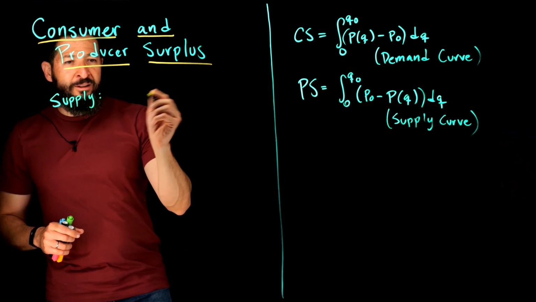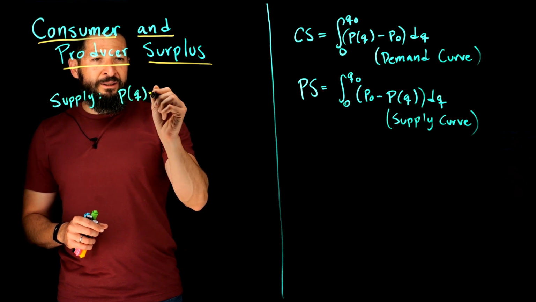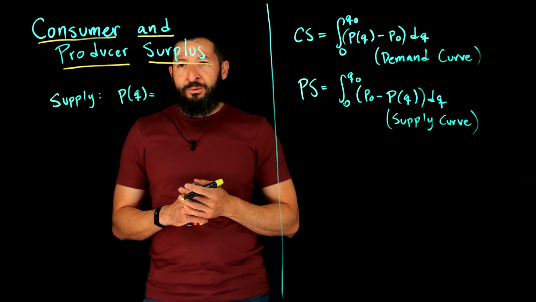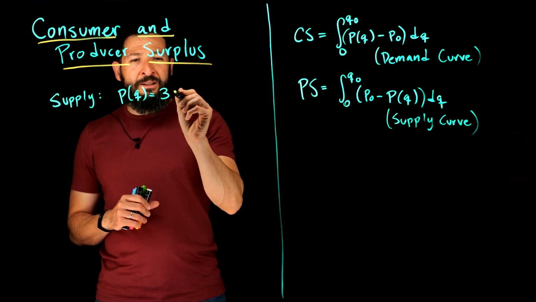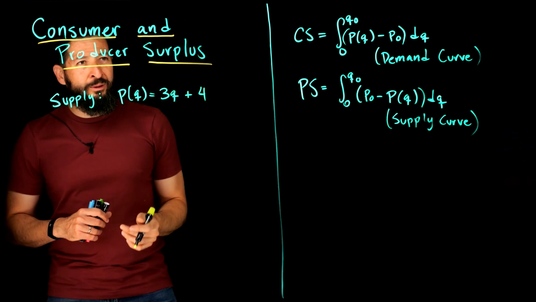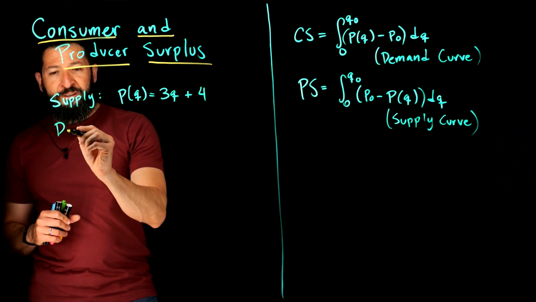So the supply curve, let's say, is going to be the price as a function of the quantity. I'm going to give it in that order because that's how I drew it. So let's go ahead and say that this is going to be 3Q plus 4. Something very, very simple. We don't want to get too caught up in the numbers. We just want to understand the process first.